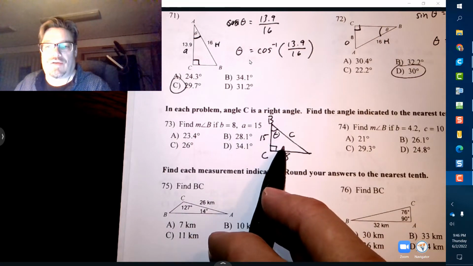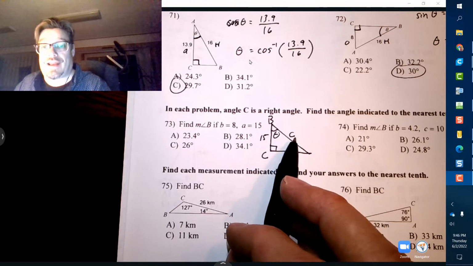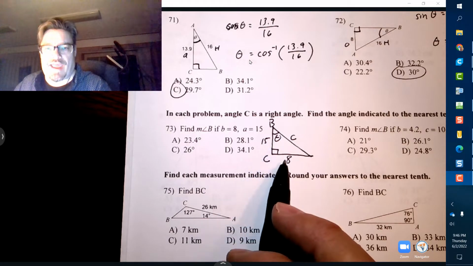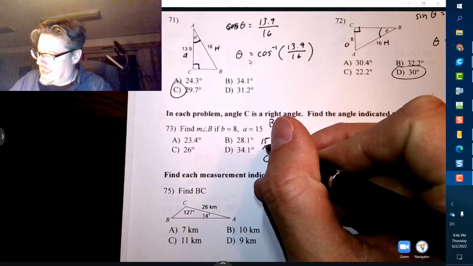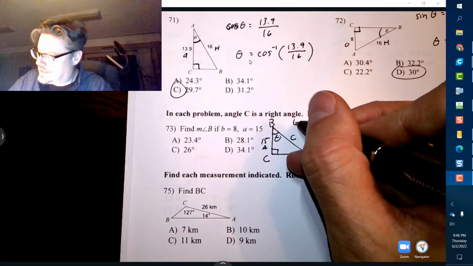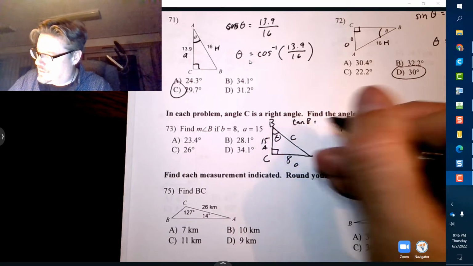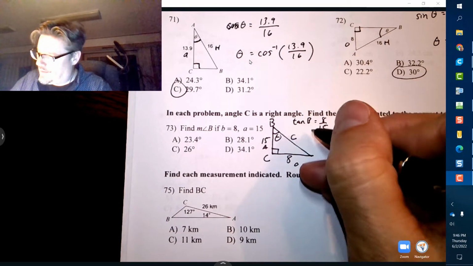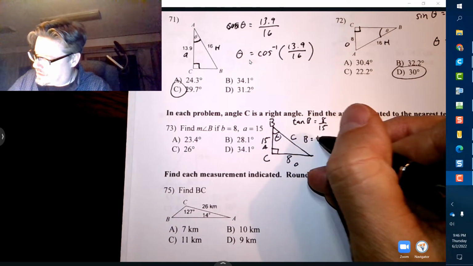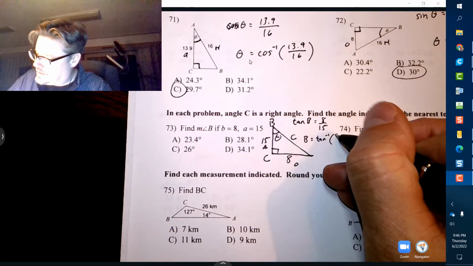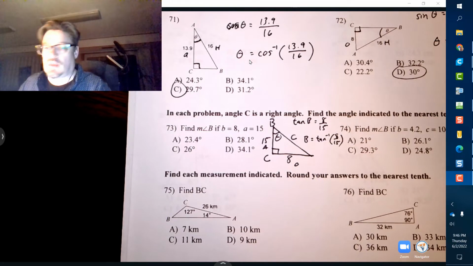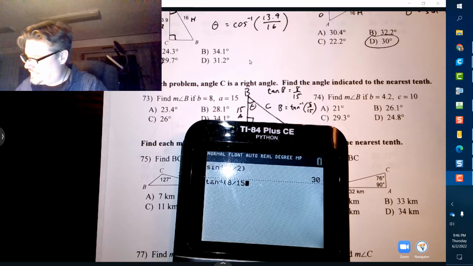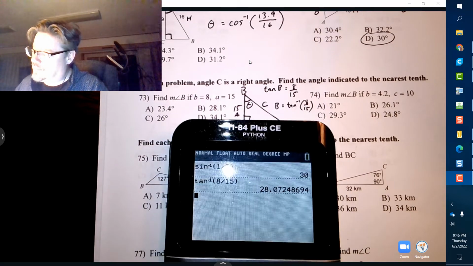Now, since I don't have c, I could easily find that out, but why bother? Why don't I just go ahead and use what I have? This is the O, and that is the A. So that makes for a tangent. So the tangent of B equals 8 over 15. All right, so I will take the arctangent of 8 over 15. All right, so arctangent of 8 divided by 15 is 28.1.